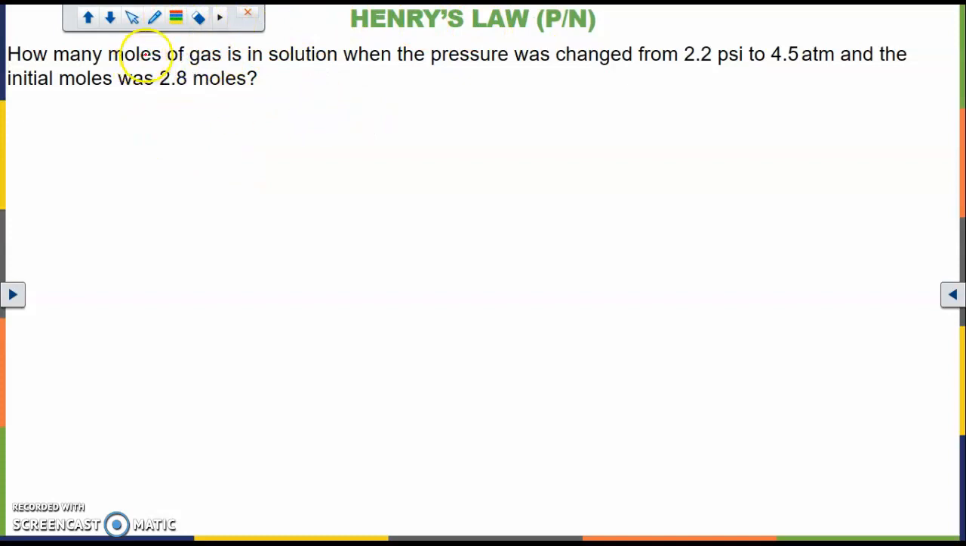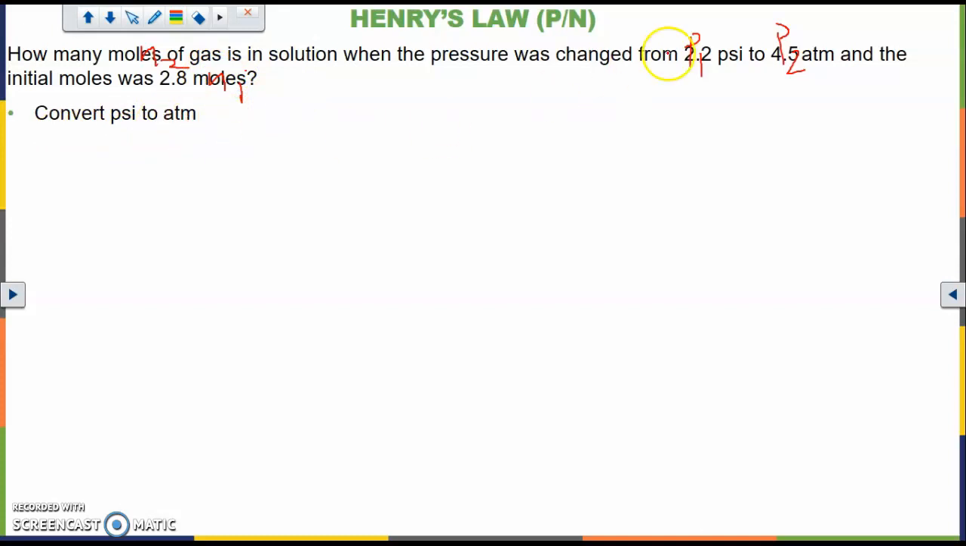How many moles of gas? So moles of gas means we're looking for N2, when the pressure was changed from P1, which is always the first pressure, to P2, which is always the second pressure, and the initial moles, so this is N1. Right?